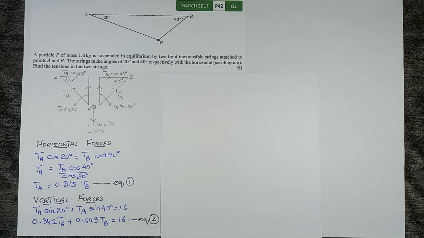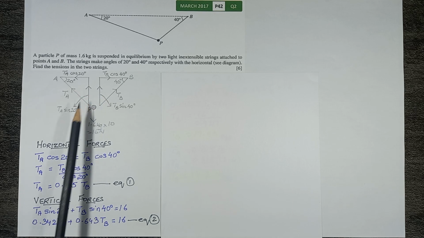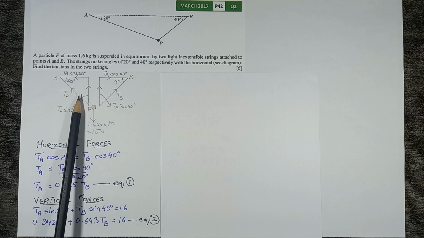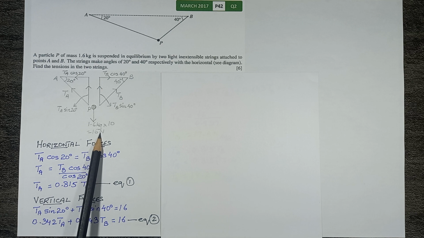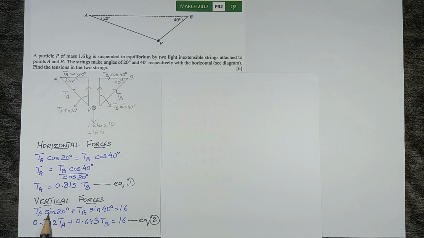We create one more equation based on the vertical components. The two vertical components are pointing upward, which are TA sine 20 and TB sine 40. We add them up, and that is equal to 16 because the condition is equilibrium. So TA sine 20 plus TB sine 40 equals 16, and working out the values of sine 20 and sine 40, we get 0.342 TA plus 0.643 TB equals 16. This is our equation 2.